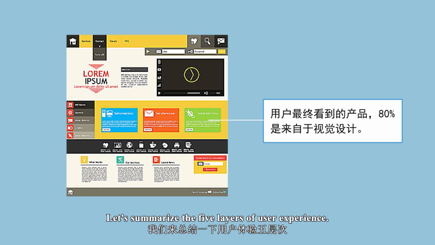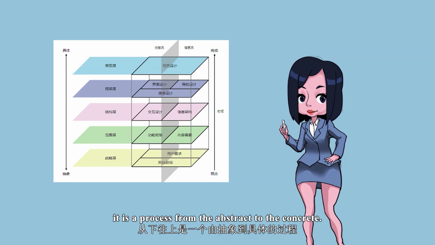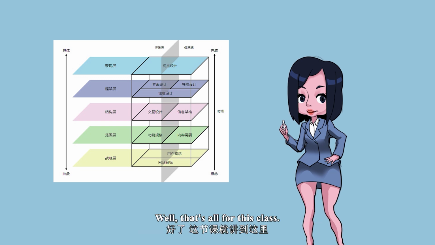Let's summarize the 5 layers of user experience. It is constructed from top to bottom, and from bottom to top, it is a process from the abstract to the concrete. Well, that's all for this class.